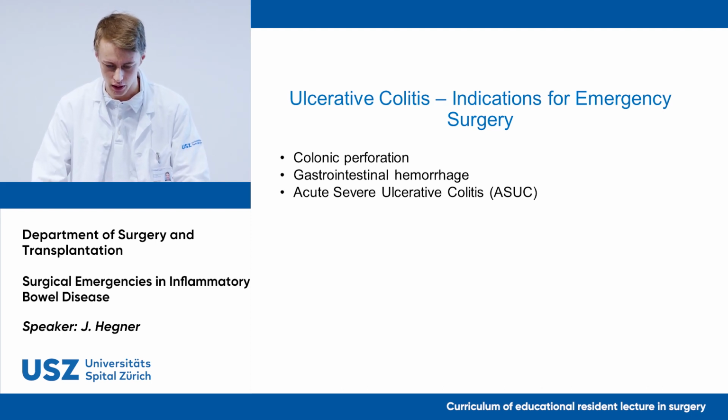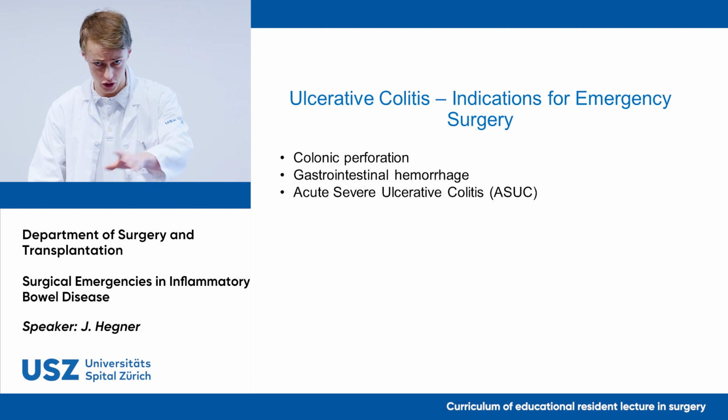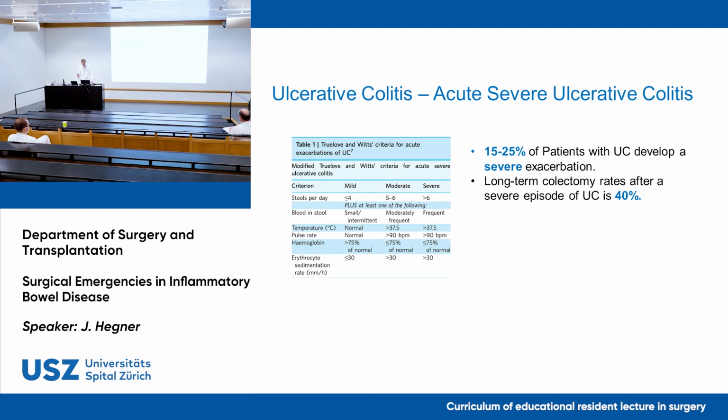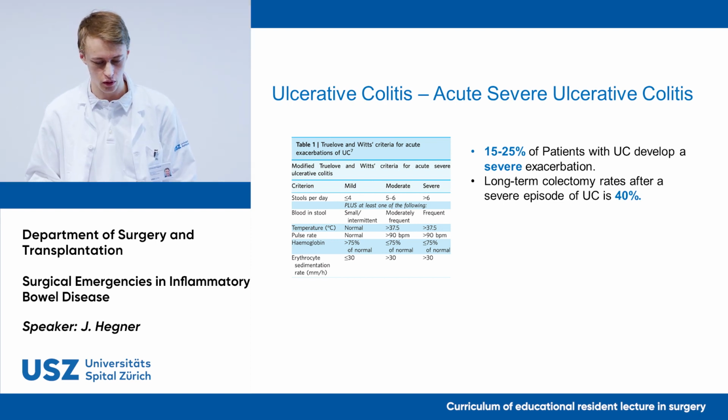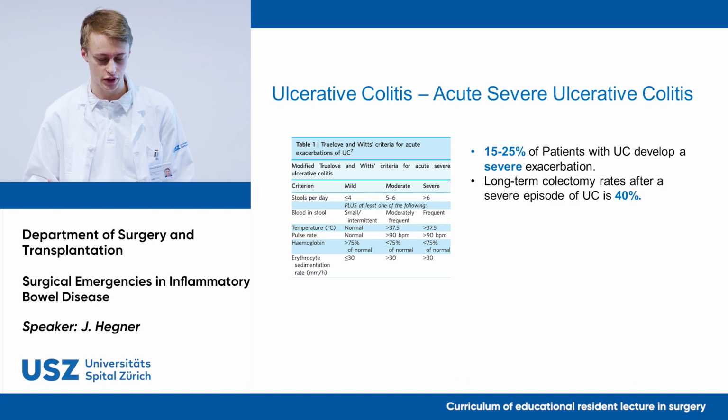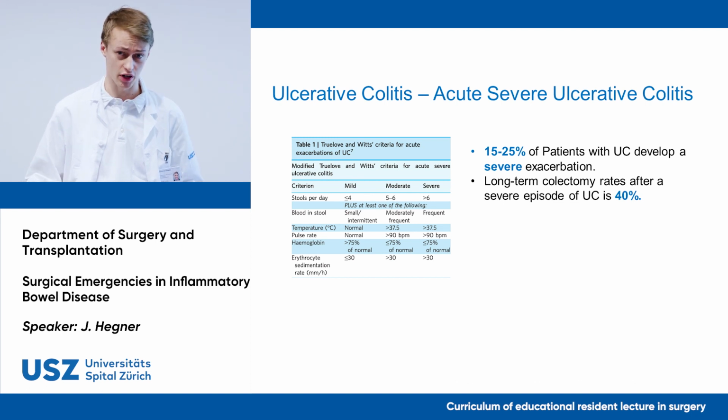to medical treatment. For the first part, I'll just be focusing on the last point. So an acute, severe exacerbation of UC occurs in roughly 20% of patients, and we use the Truelove and Witts severity index to diagnose this. And although we have several medical therapies available, long-term colectomy rates remain quite high. And following just a single episode of a severe UC is associated with a colectomy rate of 40%.